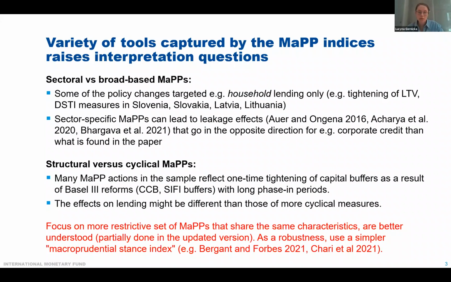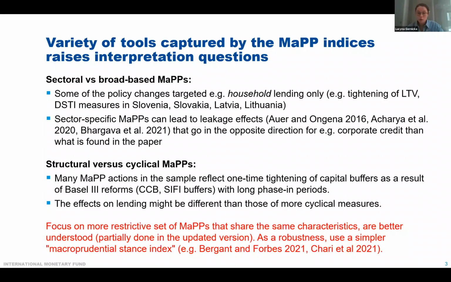So I think the authors could think a bit more about how to treat these different types of macroprudential tools, as I would expect that the effect on lending could be different for these structural macroprudential tools than for more cyclical measures. So in sum, a suggestion would be to focus on a more restrictive set of MaPs that share the same characteristics and are better understood. And this is partially done in the updated version.